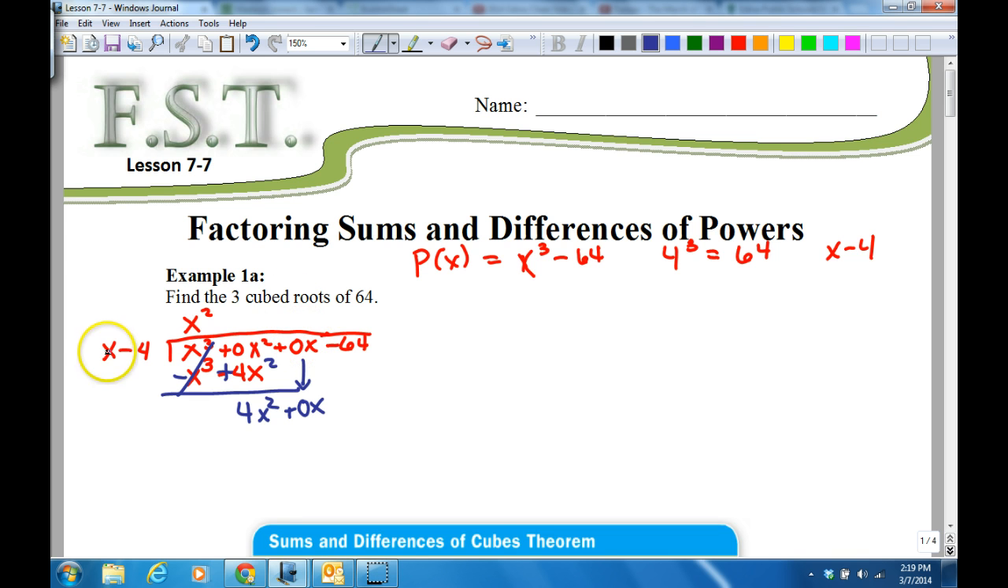So how many times is x going to 4x squared? Plus 4x. Okay, good. So 4x times x is 4x squared, and 4x times negative 4 is 16x. Now remember we're changing our signs. So this becomes a negative, this becomes a positive. Okay, this cancels. I now have 16x minus 64. 4x squared plus a negative 4x squared is 0, right?